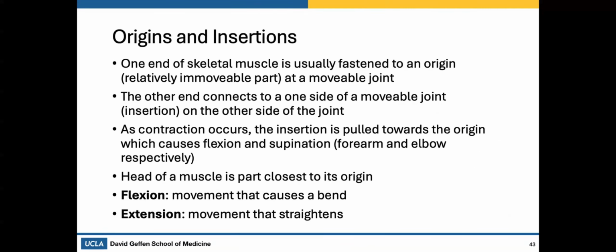Origins and insertions. When a muscle contracts, it pulls on its insertion point to create movement. The origin remains relatively stationary, serving as the anchor for this action. These points are typically connected to bones via tendons, which are strong connective tissues.